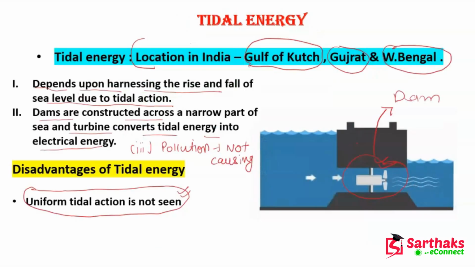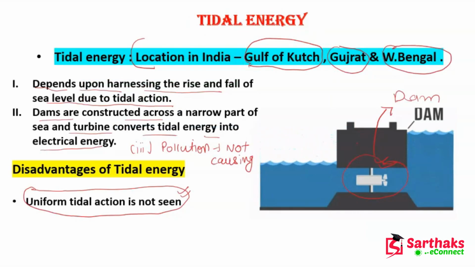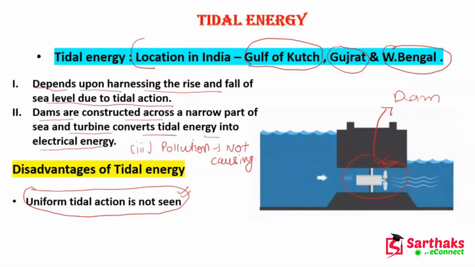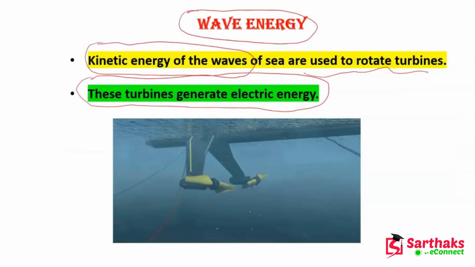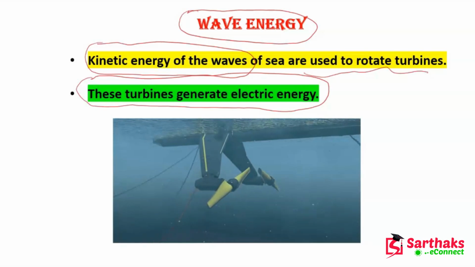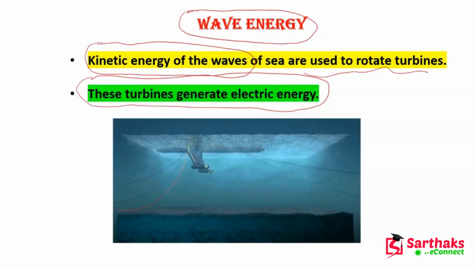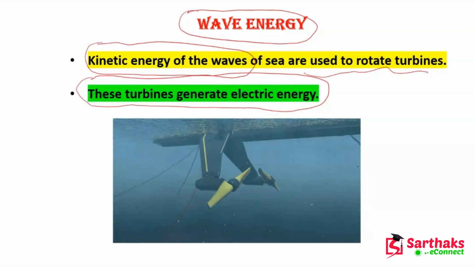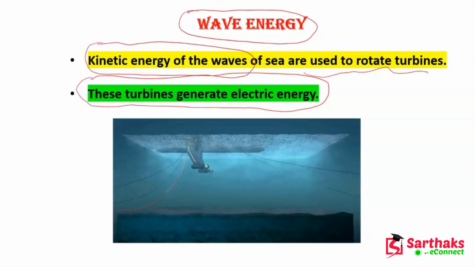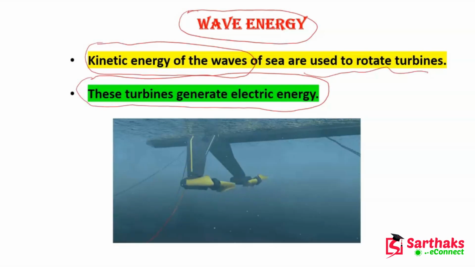Basically, in tidal energy, we are using the tidal action. Sometimes it is high tide, sometimes it is low tide. And in wave energy, we are using the kinetic energy of the waves to rotate the turbine and generate electricity. So this was all about wave and tidal energy.